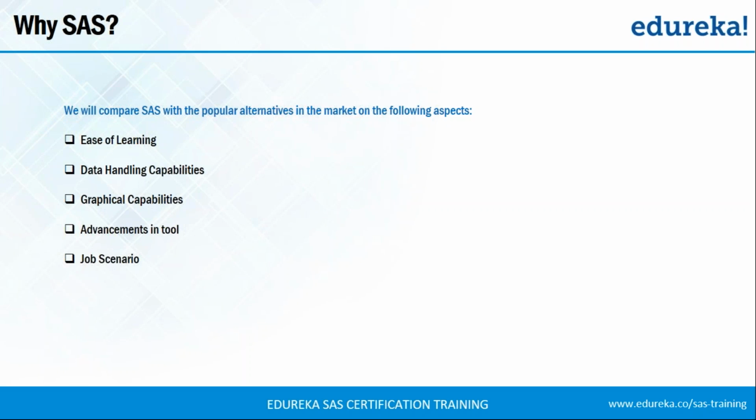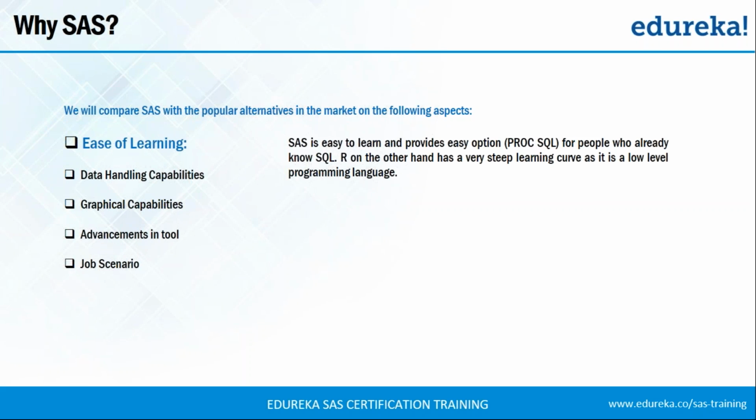Data handling capabilities, graphical capabilities, advancement in tools, and job scenario. What is ease of learning? SAS is easy to learn and provides easy options for people who already know SQL. R, on the other hand, has a very steep learning curve as it is a low-level programming language.